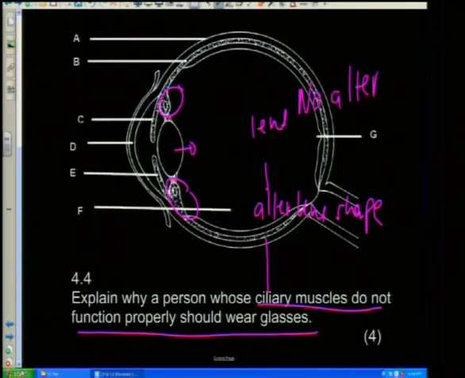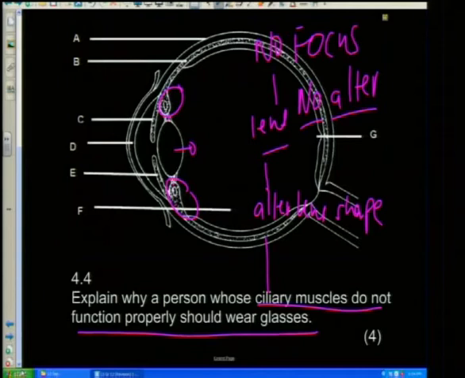That's not how you write, but how you remember. No alter, and therefore no focus. That's why you need glasses to fix that. It's as simple as that.